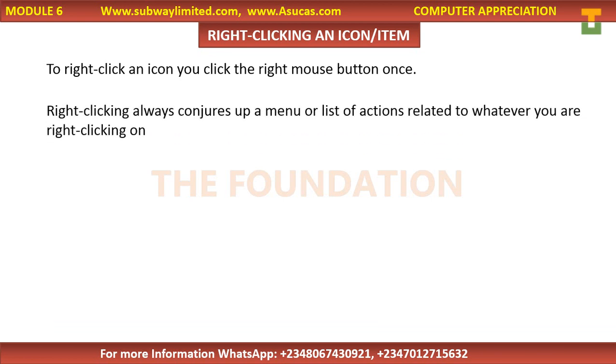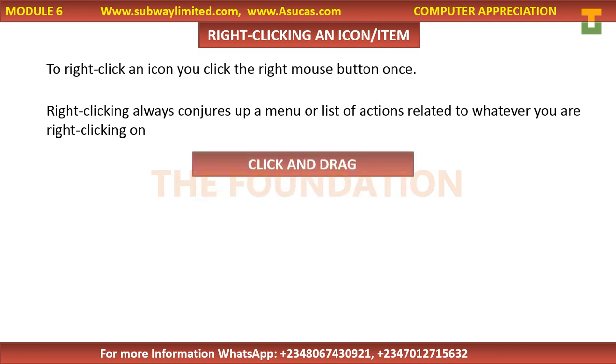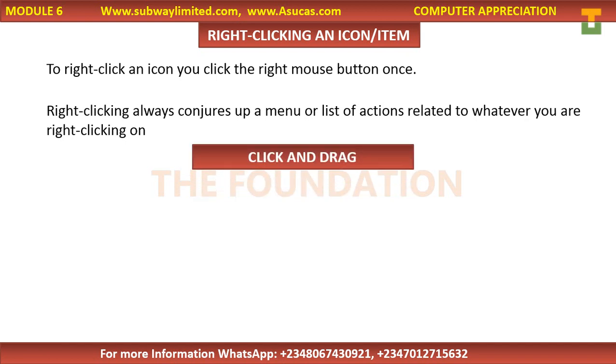Right clicking always conjures up a menu, or list of actions, related to whatever you are right clicking on. When you right click on anything, you see a menu pop up. We will talk about what a menu is. A menu will always pop up in which you can select from the list that will be presented before you. We will do that practically.